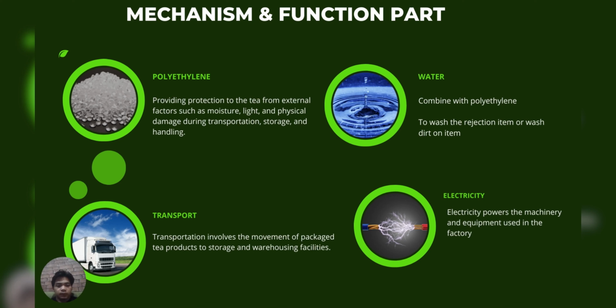Next is transport. Transportation is involved in the movement of packaged tea product to storage and warehouse facility. The transportation is very important in any production. Next is electricity. Electricity powers the machinery and equipment used in the factory, so it will keep going.